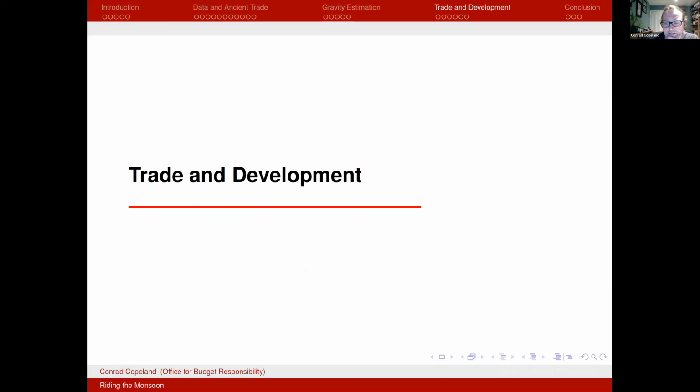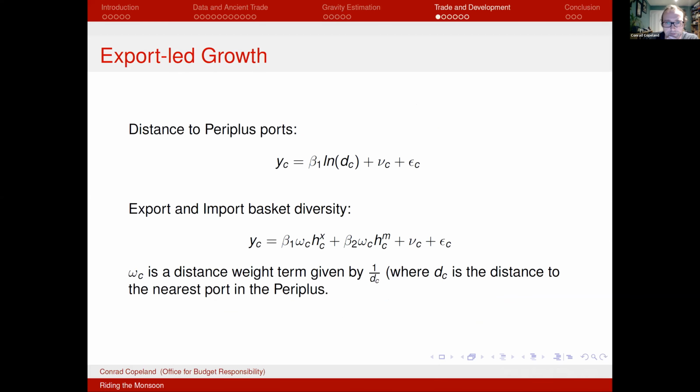And then the second part of the paper deals with trade and development. And again, this looks at two primary elements in terms of export-driven growth, and then the resource curse. The two elements here are the distance to the ports of the Periplus, whether proximity to these ancient centers increases or decreases development, and then the impact of the export basket or import basket specifically. So, what these cities are trading and the varieties that they're trading.